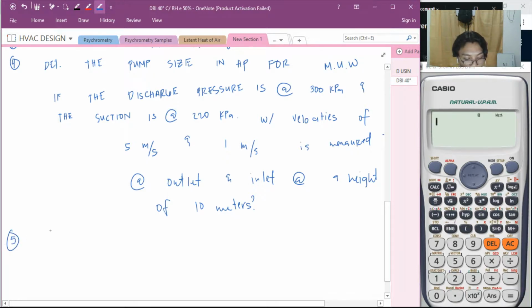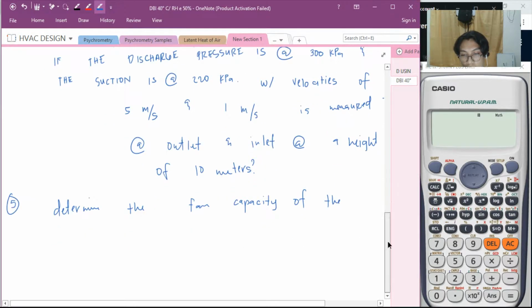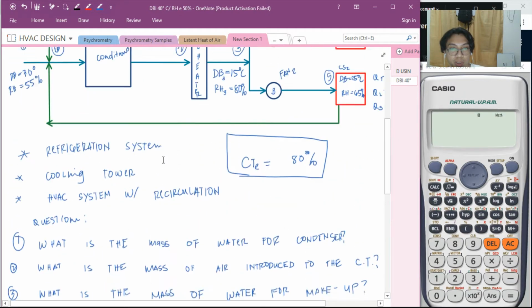And then number 5, determine the fan capacity of the city. Number 6, determine its size in HP. Yan. So, 6 na questions. Ang haba ng problem natin.